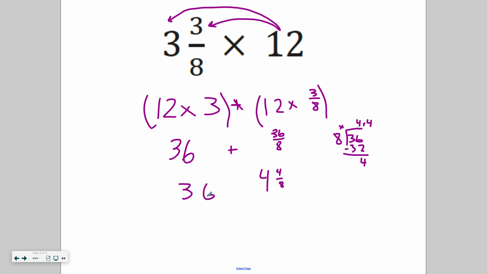So now I can add the 36 wholes plus 4 and 4/8. Well, 36 plus 4 is 40, and I keep my 4/8.